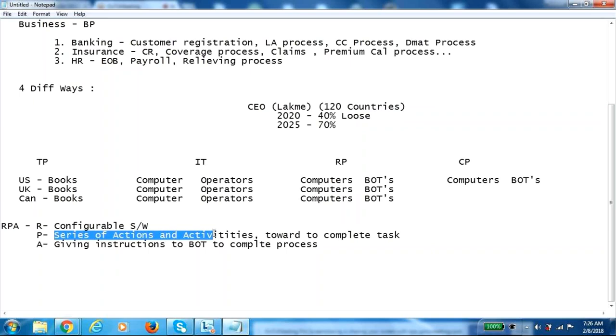We are developing a bot. A bot is nothing but what? It's a software, a configurable software. We are automating the bot. The bot can open the application, and can do this business process, or complete the business process. This is called robotic process automation.